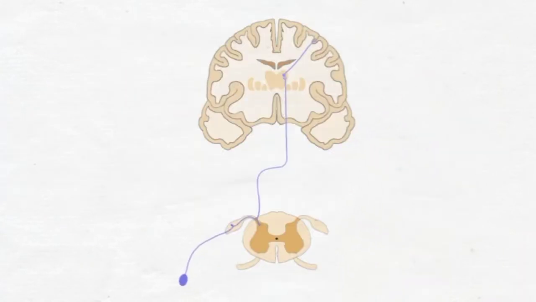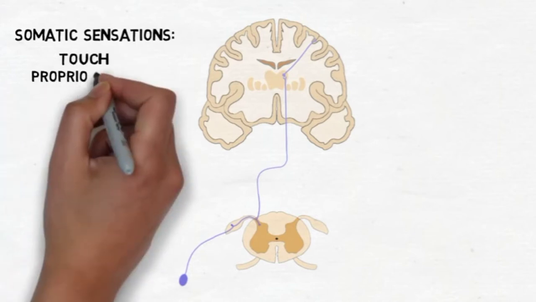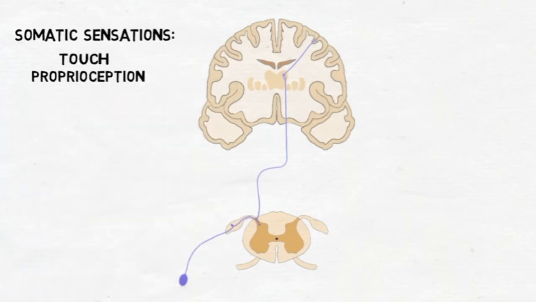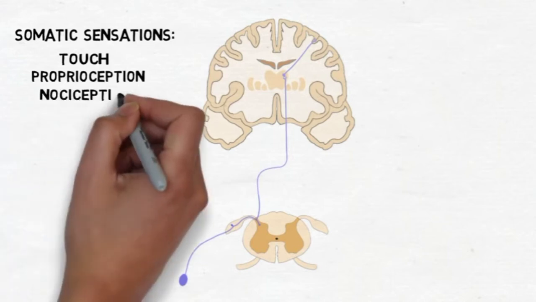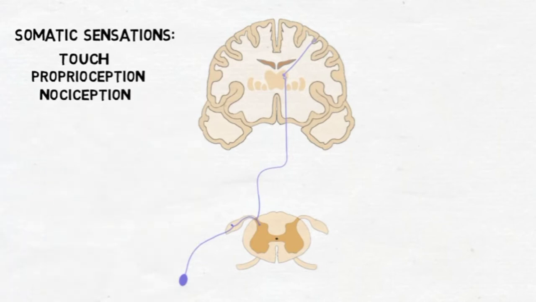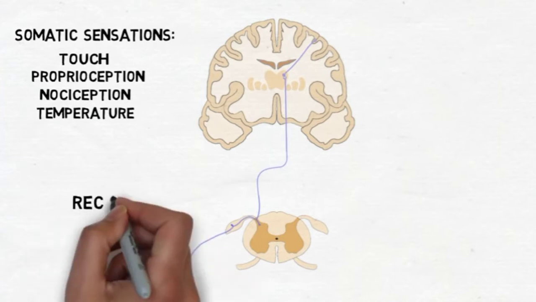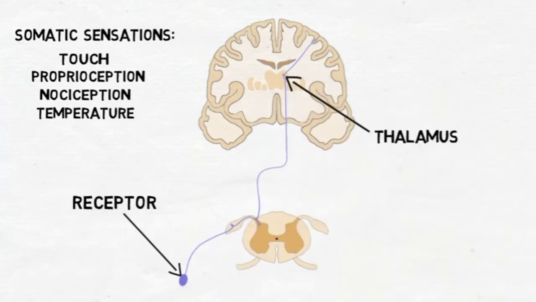The primary somatosensory cortex is responsible for processing somatic sensations, or sensations from the body that include touch, proprioception, or the position of the body in space, nociception, or pain, and temperature. When receptors detect one of these sensations, the information is sent to the thalamus and then to the primary somatosensory cortex.